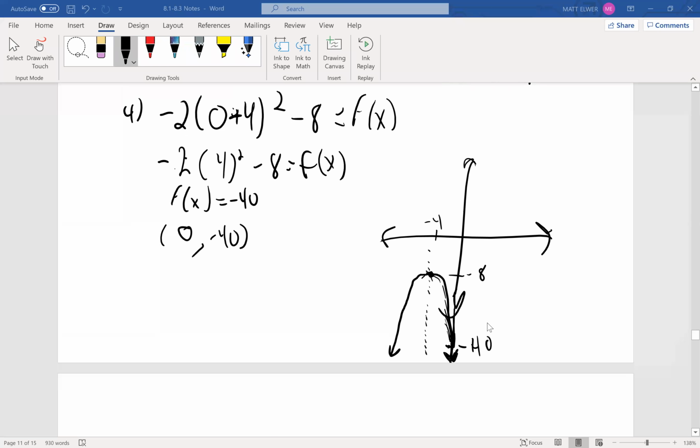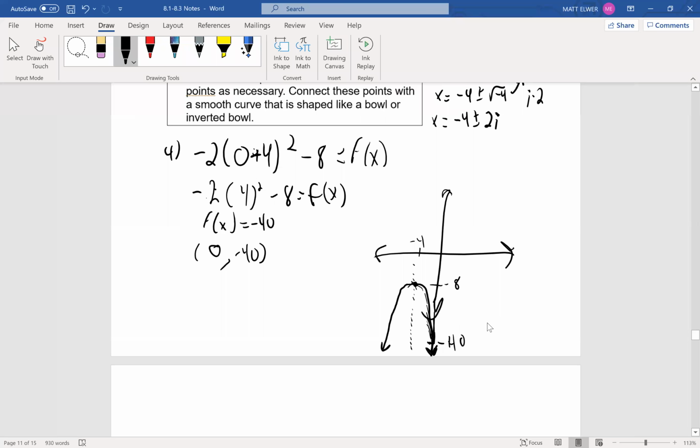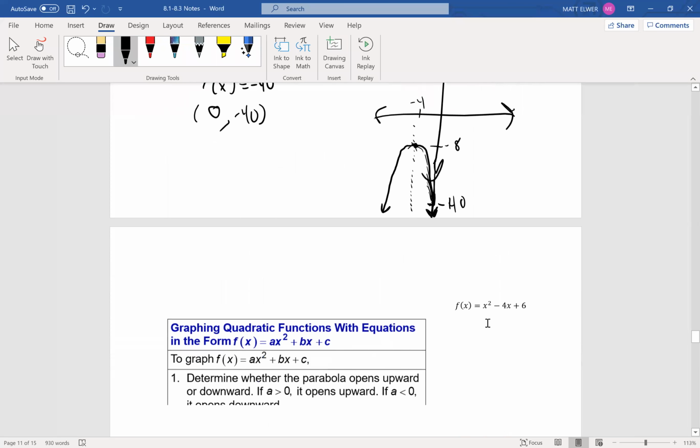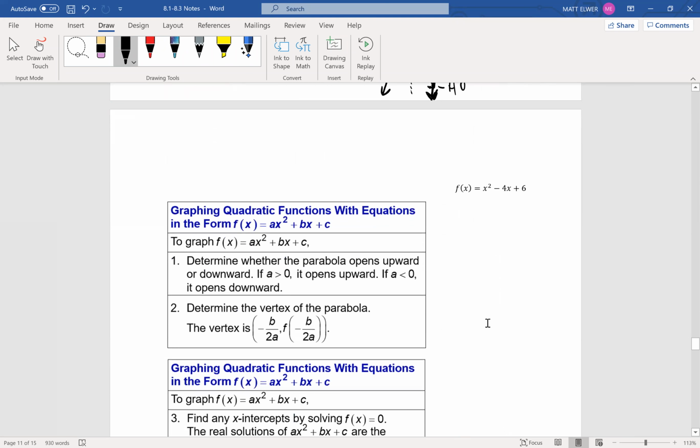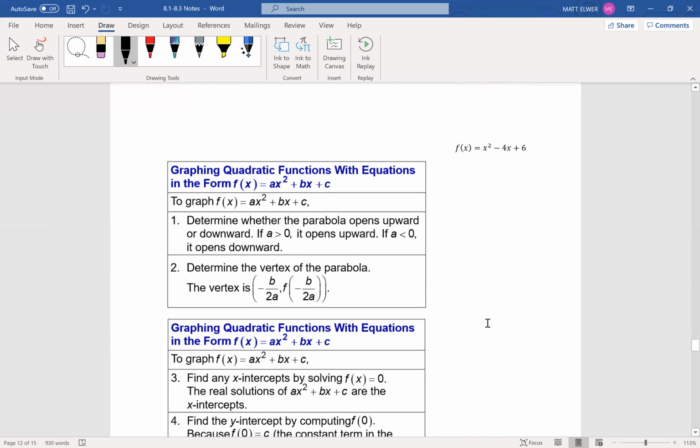Okay, so we'll go back to our notes here and go on to the next page. On the next page, we're going to do a more general form, right? Whenever we have a quadratic function, we have a times x squared plus bx plus c. That's what we've been dealing with a lot before.